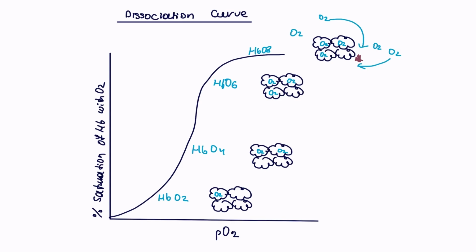As you can see, I can show here with an arrow, so that the oxygen has to actually bind at the correct angle, so it's less likely, so therefore the gradient of the dissociation curve at that point is represented lower, but it's quite steep for hemoglobin O6 and hemoglobin O4.